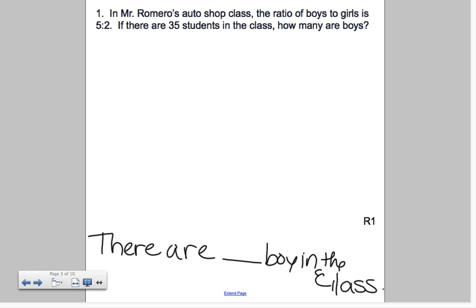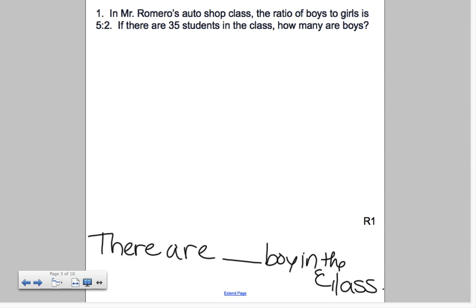So, the first thing that you're going to do is, remember, what does a ratio do? What's the definition of a ratio? JP? It's like a fraction. True, but what does it do? It compares one thing to another. Okay, so it compares two different things. What are the two things we are comparing in this problem? Bailey?